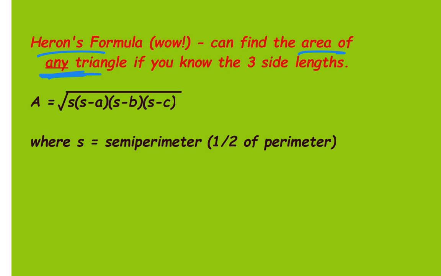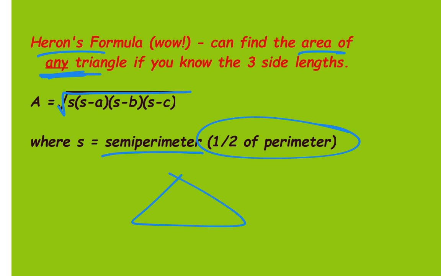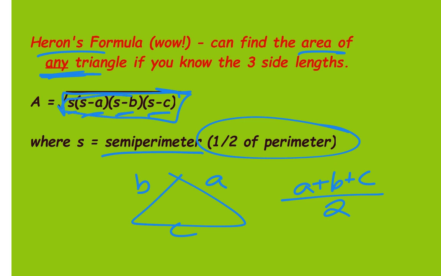You've got it. So what we do is we take the square root of S, which is the semi-perimeter, which is half the perimeter. So you'd add up those 3 sides, A plus B plus C, and divide it by 2. That's S. You take S times S minus A times S minus B times S minus C, and take the square root of all of this in here, and that's your area.